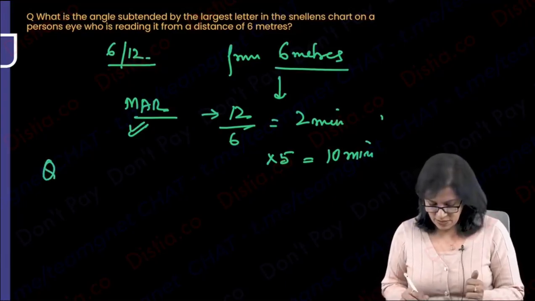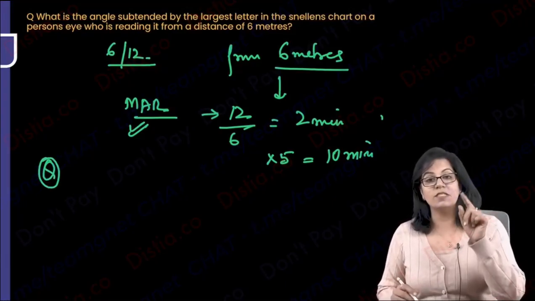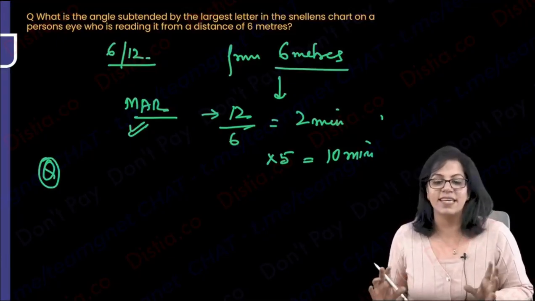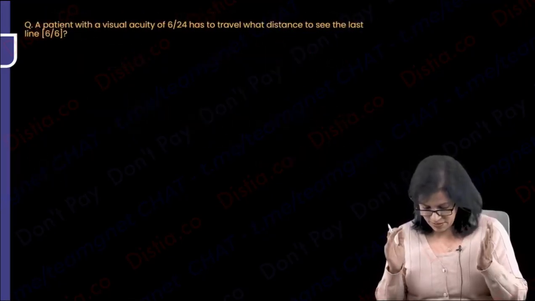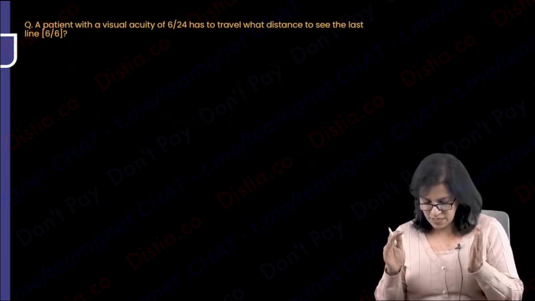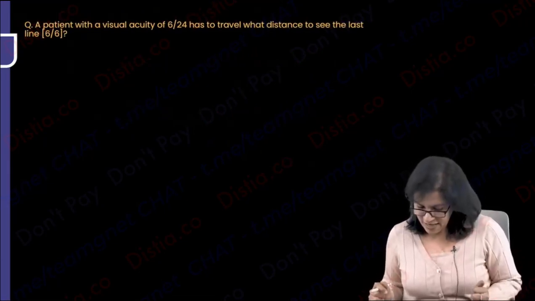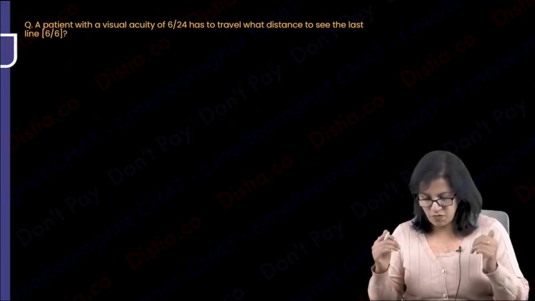So this is what they had asked you in the exam. The exam question was on 6 by 60, not this one, but this is the way they can ask you. Come to the next question. A patient with a visual acuity of 6 by 24 has to travel what distance?